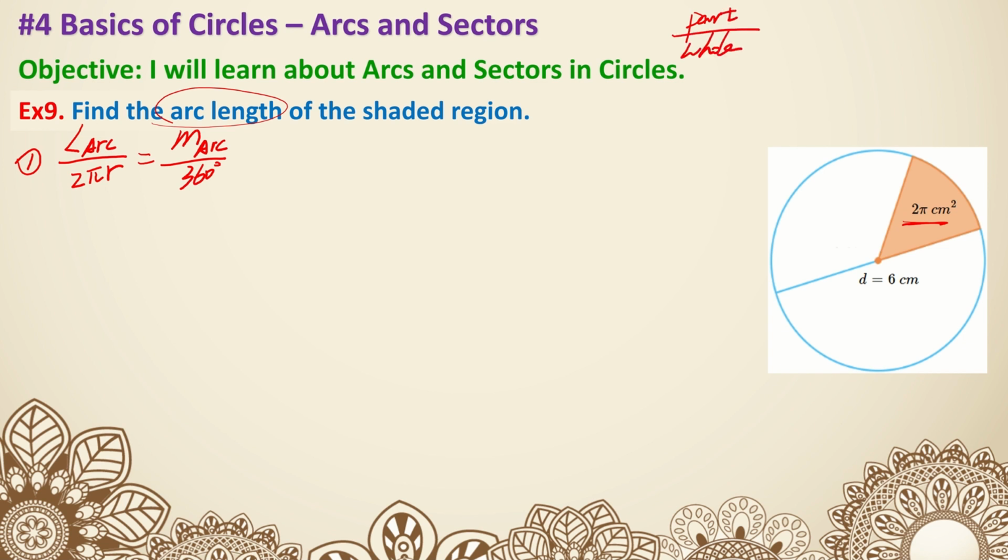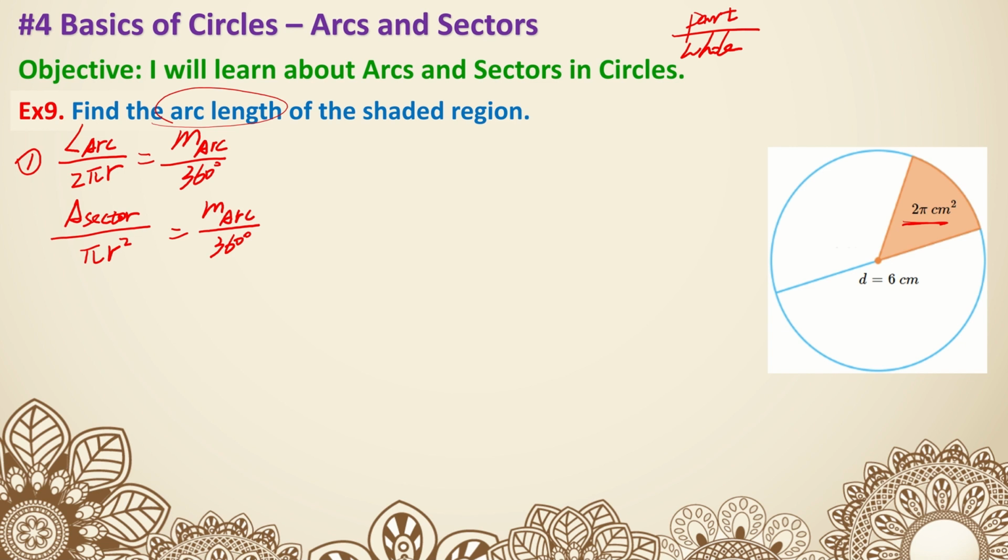And then the other formula we have is about the sector area. So the area of the sector, but this time you can't compare it to 2 pi r anymore. We're going to compare it to the whole circle's area, which is pi r squared. And on the right side, the measure of the arc over 360 degrees.